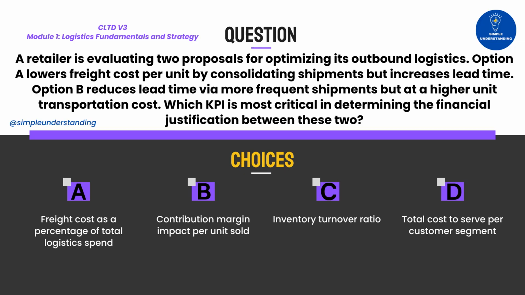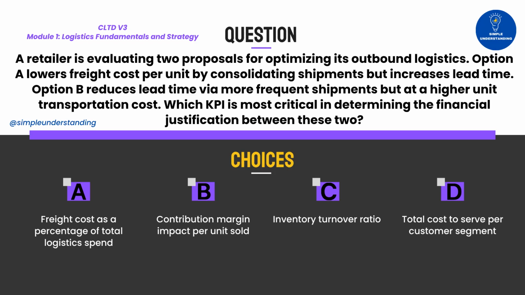Question 2. A retailer is evaluating 2 proposals for optimizing its outbound logistics. Option A lowers freight cost per unit by consolidating shipments, but increases lead time. Option B reduces lead time via more frequent shipments, but at a higher unit transportation cost. Which KPI is most critical in determining the financial justification between these two?